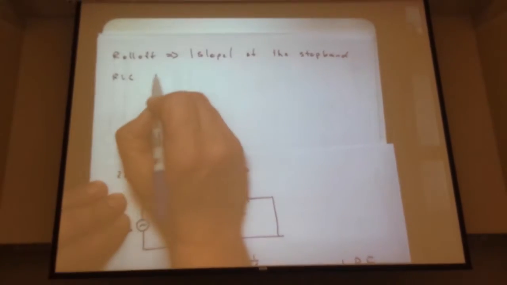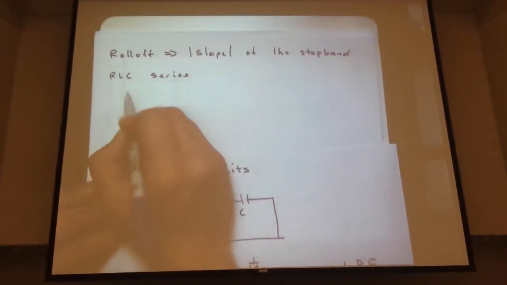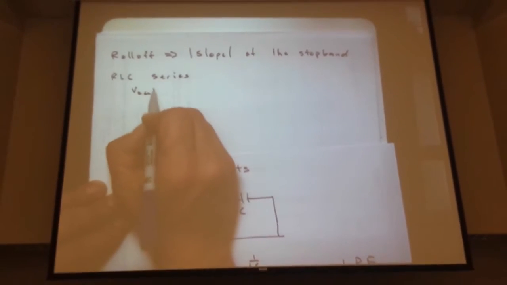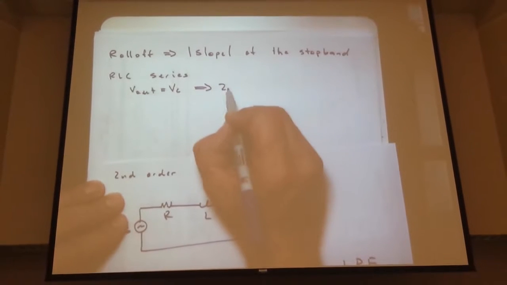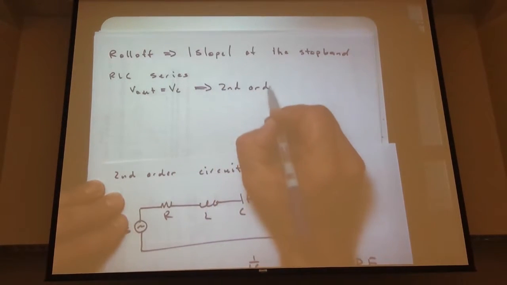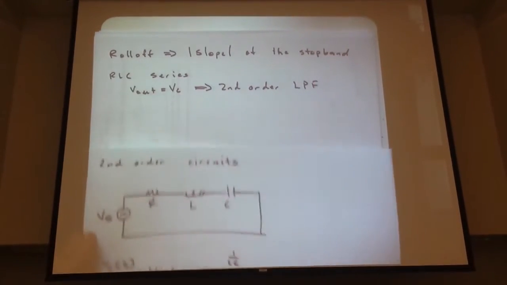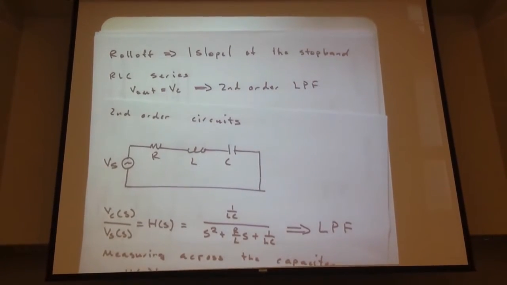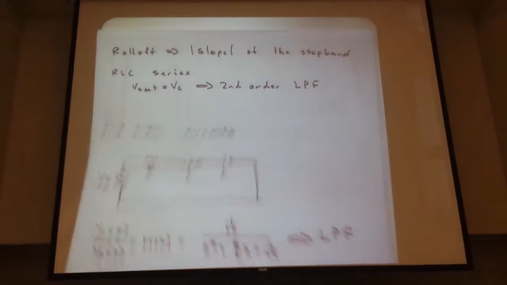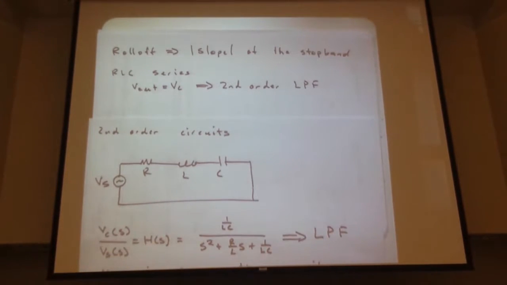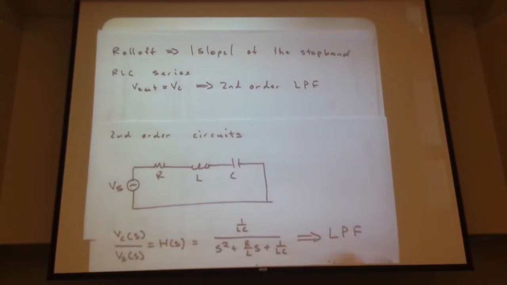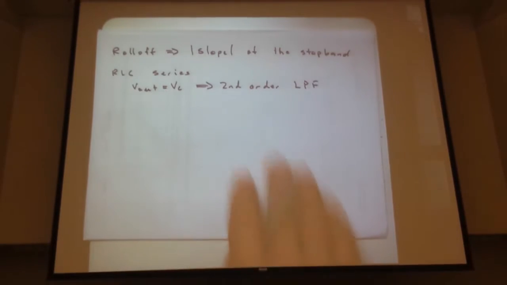RLC series, V out equals VC. Second order low pass filter. Now that said, it is a second order low pass filter. In the long run we can get 40 dB, but let's look at our first example there.